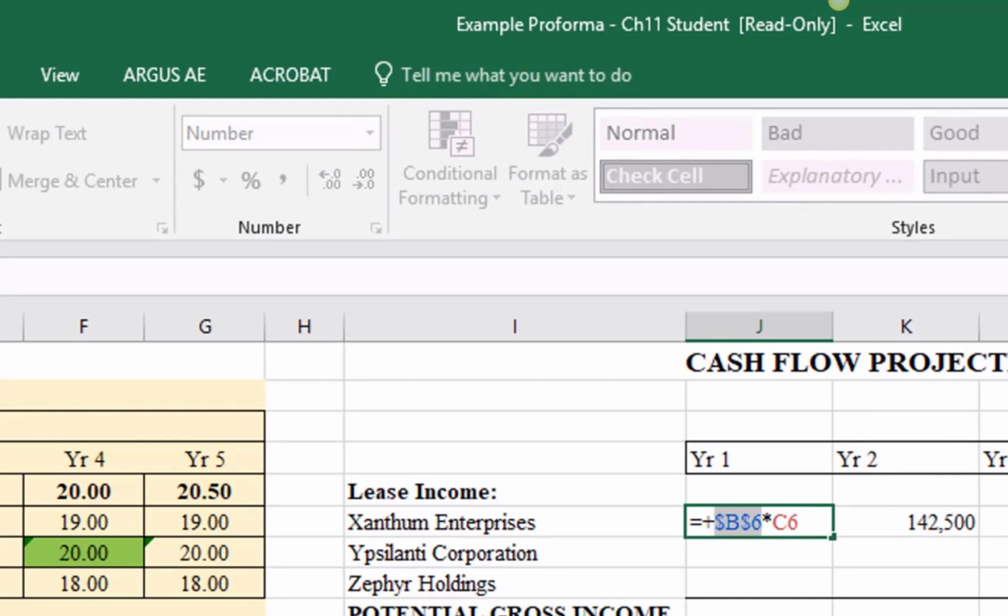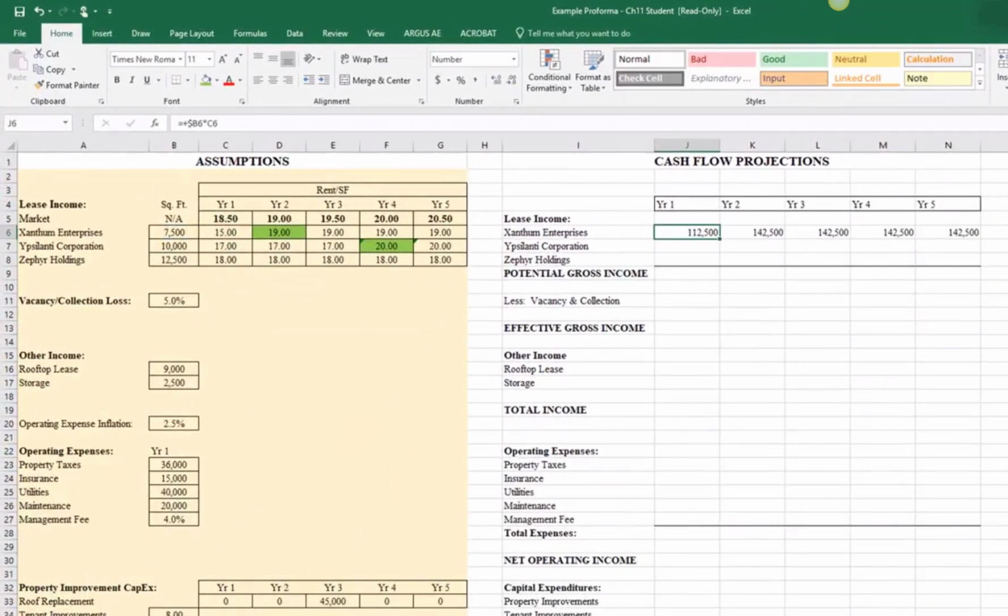So I'm going to go ahead and hit F4. Right now it's locked in that cell. I'm going to hit F4 once more. It's locked on the row, and I want to lock it on the column, so I'm going to hit F4 one more time, and that changes it to $B and then 6. So let me copy that now across and make sure all my results stay the same, and they do.